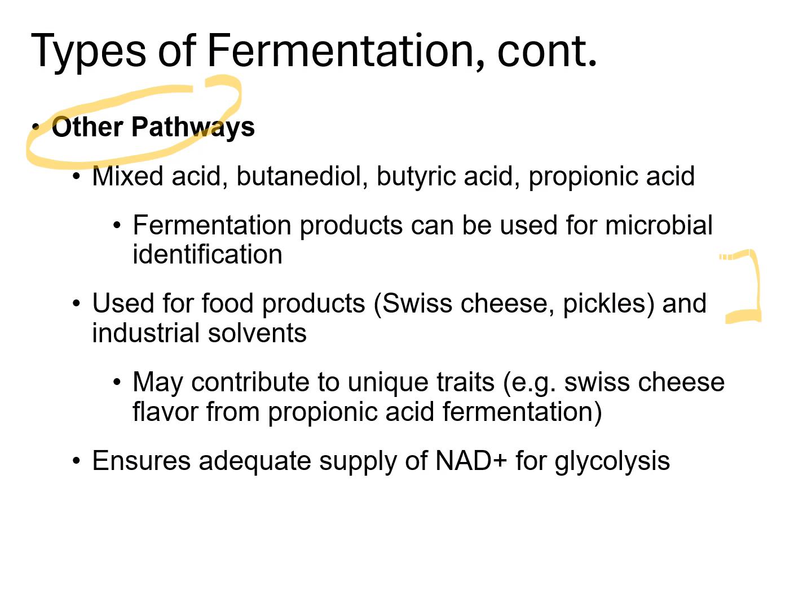Even the ability to ferment another carbohydrate known as mannitol can be used to differentiate mannitol fermenting Staphylococcus aureus from other non-mannitol fermenting staphylococci. Overall, all of these pathways of fermentation ensure that we have enough NAD+ so that glycolysis can continue and we can make those 2 ATP per glucose.